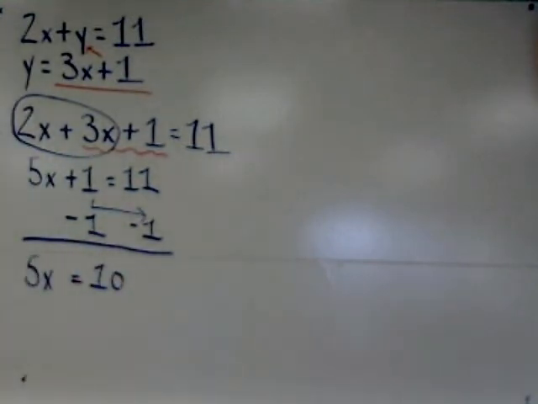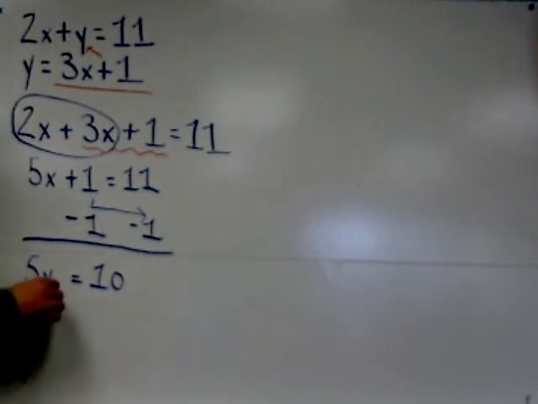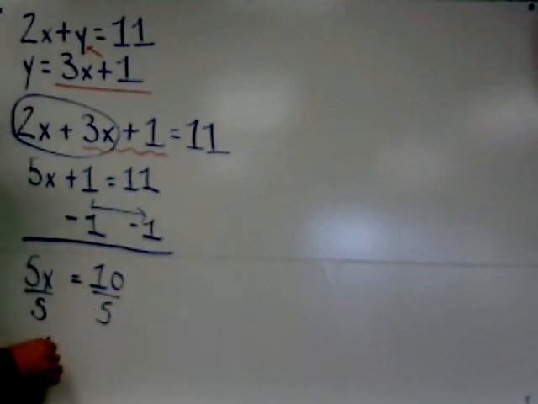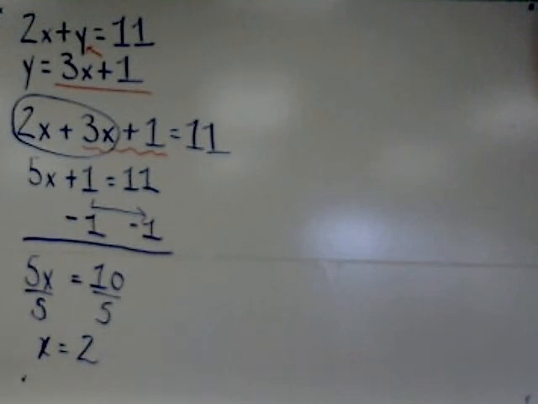That's a multiplication equation which can be solved by dividing, and I have to divide both sides by 5, which returns a value of x, which is equal to 2. Now at this point, I'm only halfway through the problem. I still have another half of the problem to go.